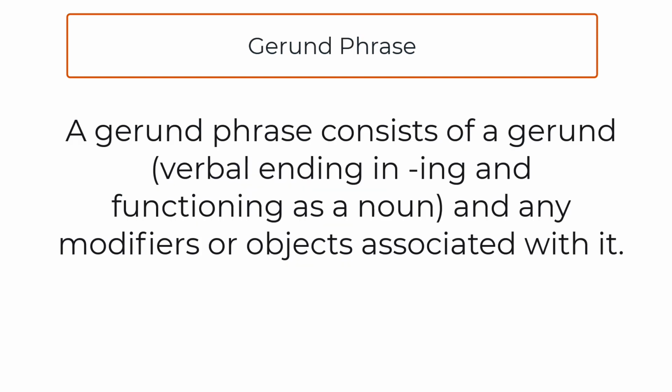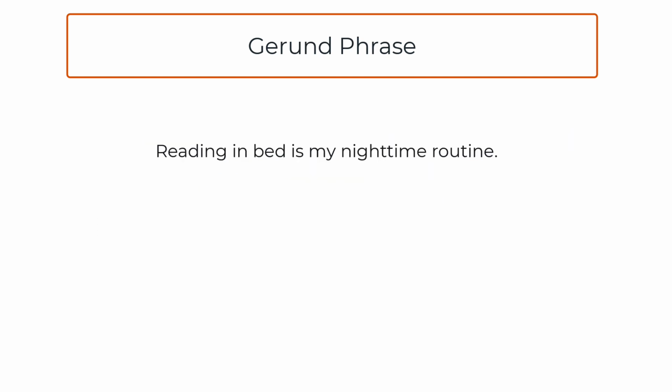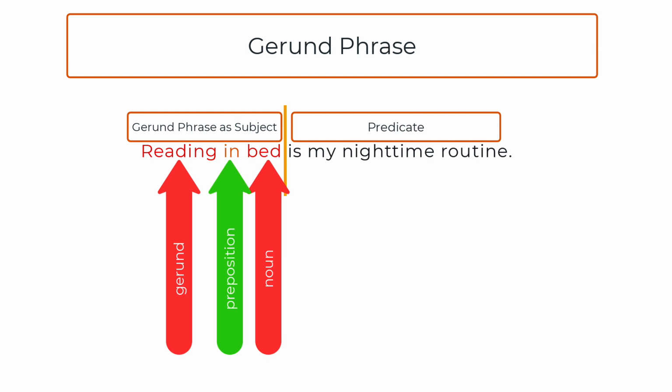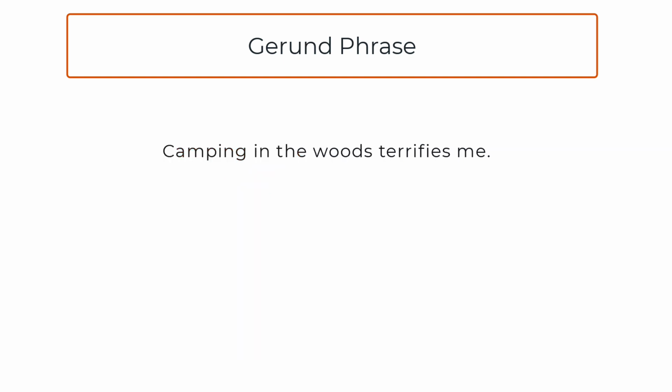Let's look at the gerund phrase as a subject. A gerund phrase is a phrase consisting of a gerund and any modifiers or objects associated with it. Reading in bed is my nighttime routine. Camping in the woods terrifies me.